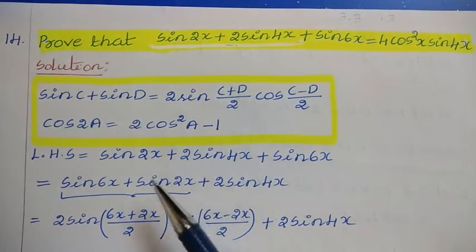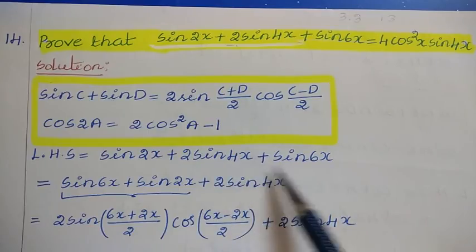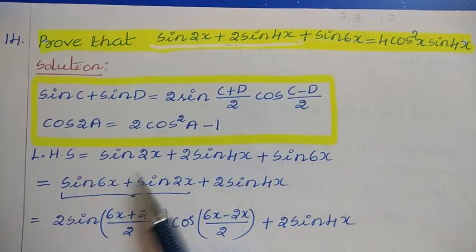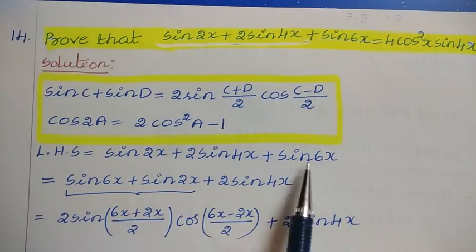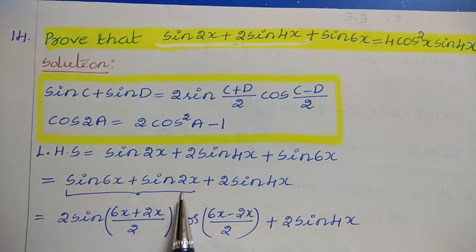LHS is equal to sin 2x plus 2 sin 4x plus sin 6x. So just rearrange the values. This one I will write together: sin 6x plus sin 2x plus 2 sin 4x. I'm writing 6x first and then followed by 2x. You can even write 2x plus 6x, the only thing is that you will get the negative sign here, but that you can change later. So if I apply this formula here, I get 2 sin((6x+2x)/2) cos((6x−2x)/2) plus 2 sin 4x.